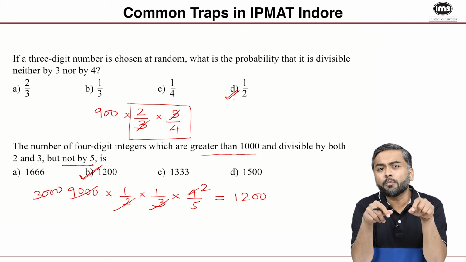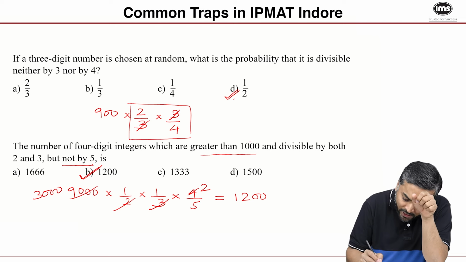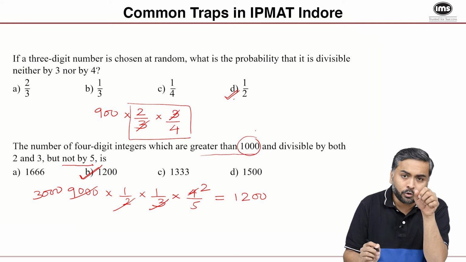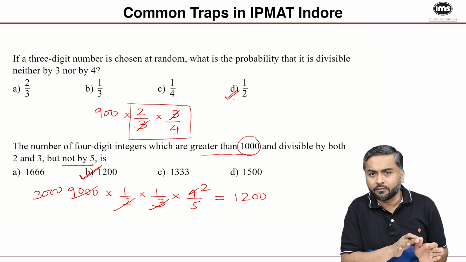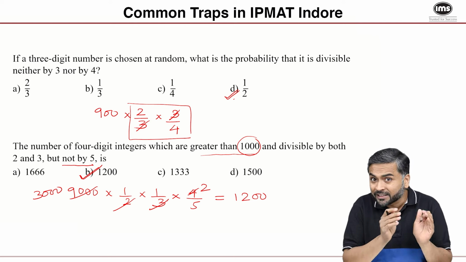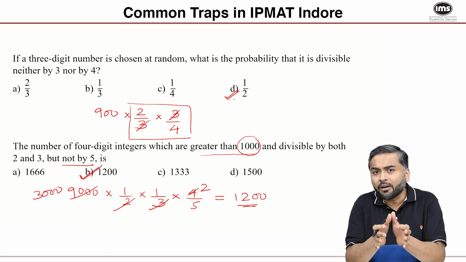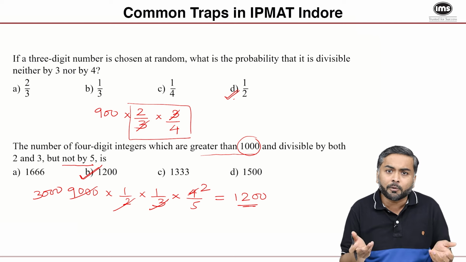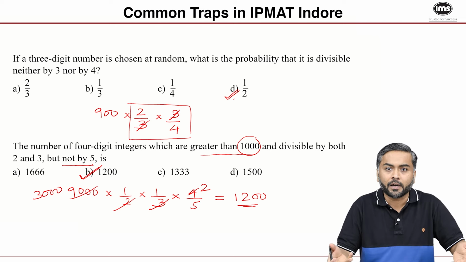If there would have been 12001 or something, a number which is very close by, I would need to check for this number 1000. Actually, in 9000, that number 1000 is included. I do not have to include 1000 when I am checking, because it says greater than 1000. But if I observe carefully, in this 1200 number, 1000 is anyways not included because it is not divisible by 3. So we have anyways excluded 1000, right?